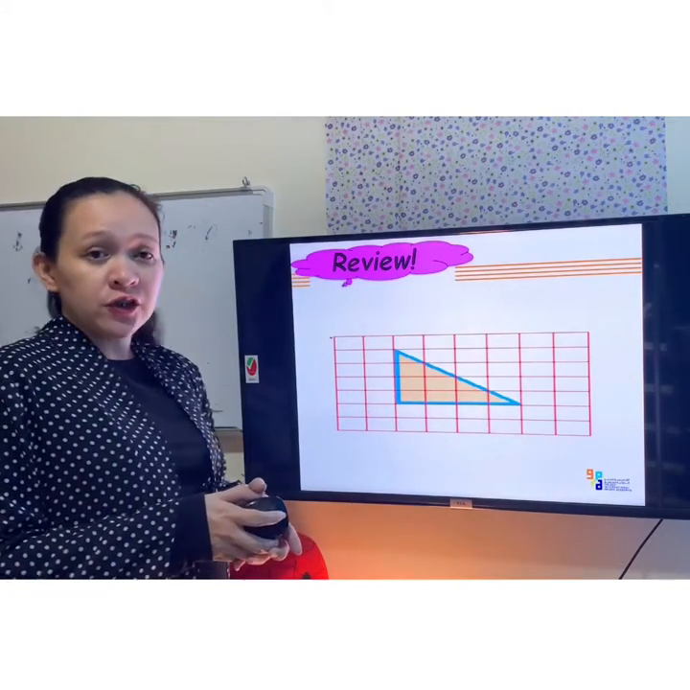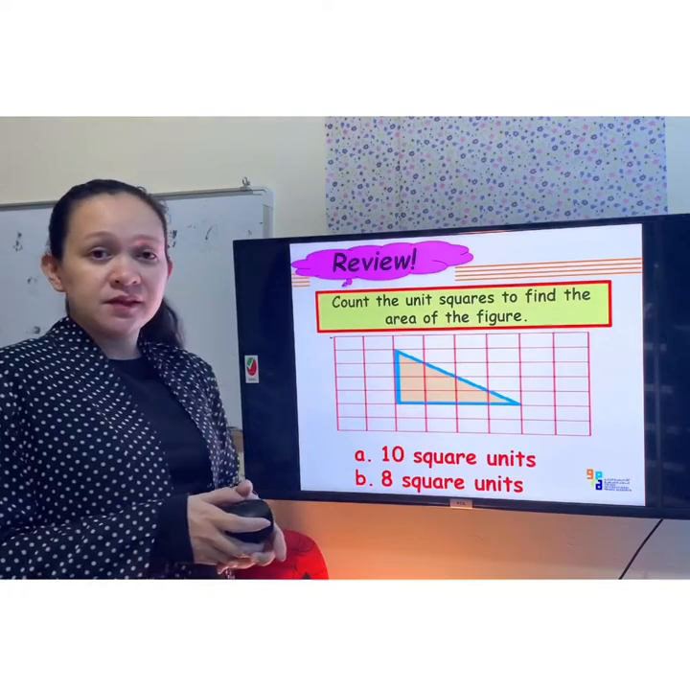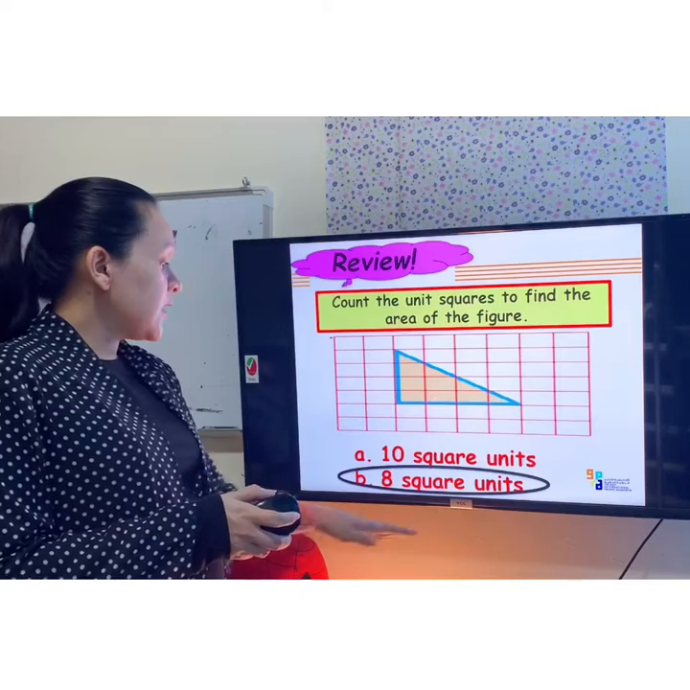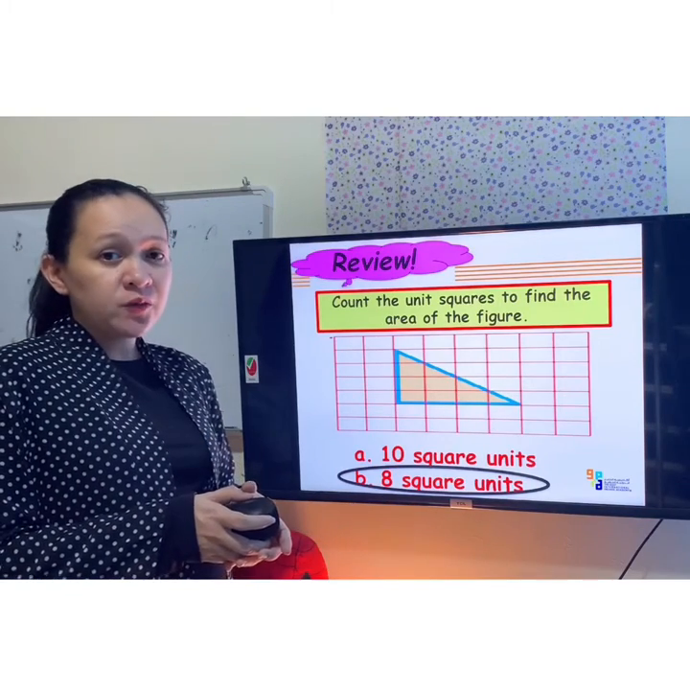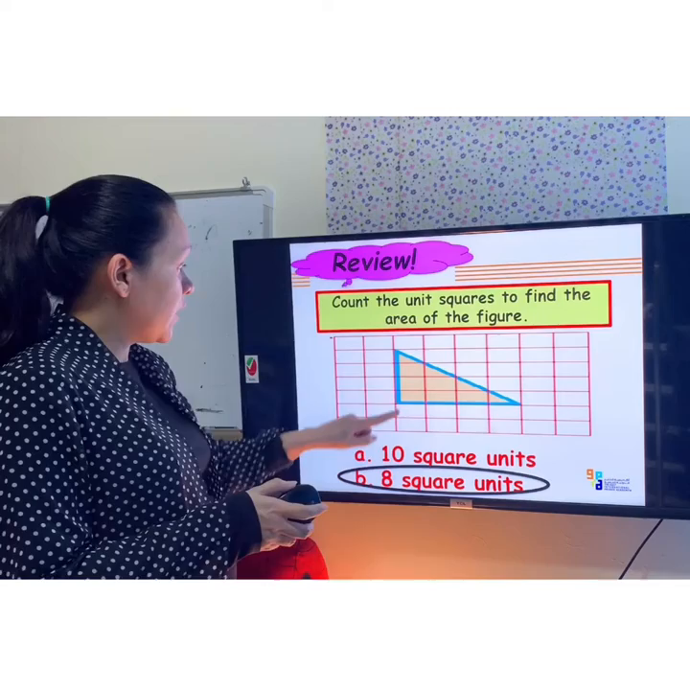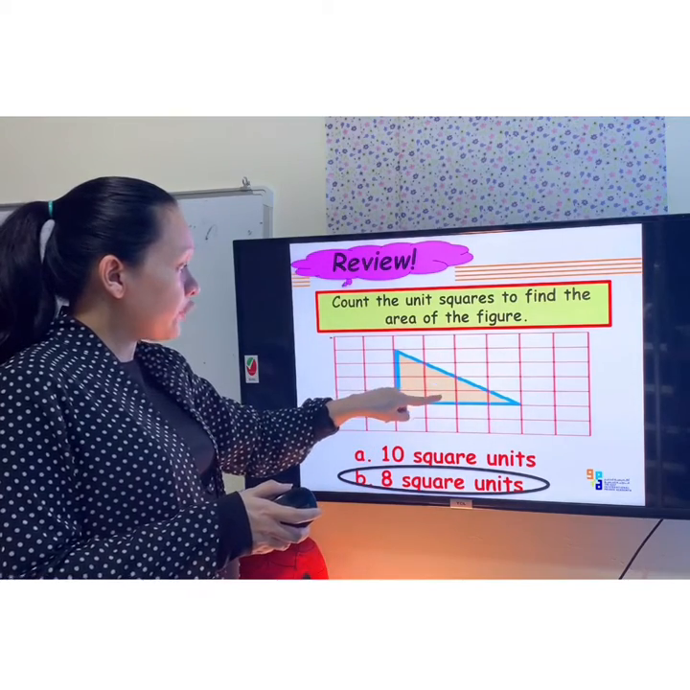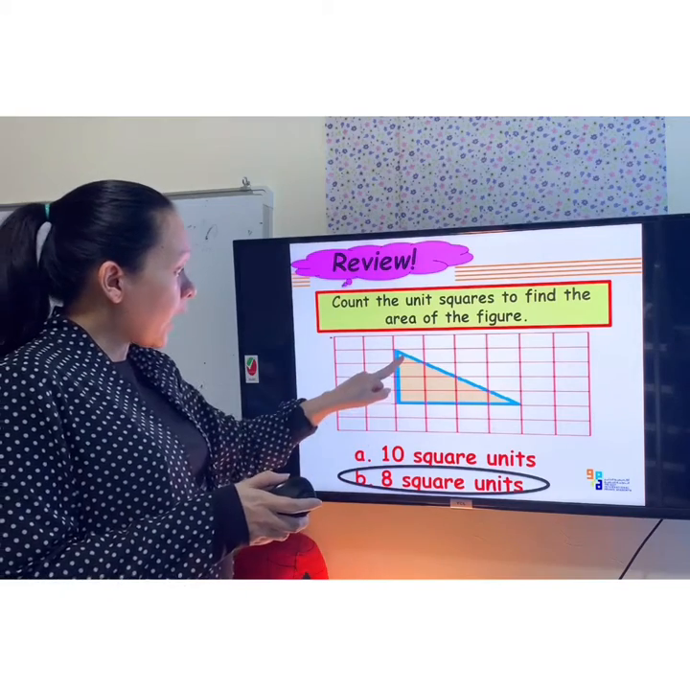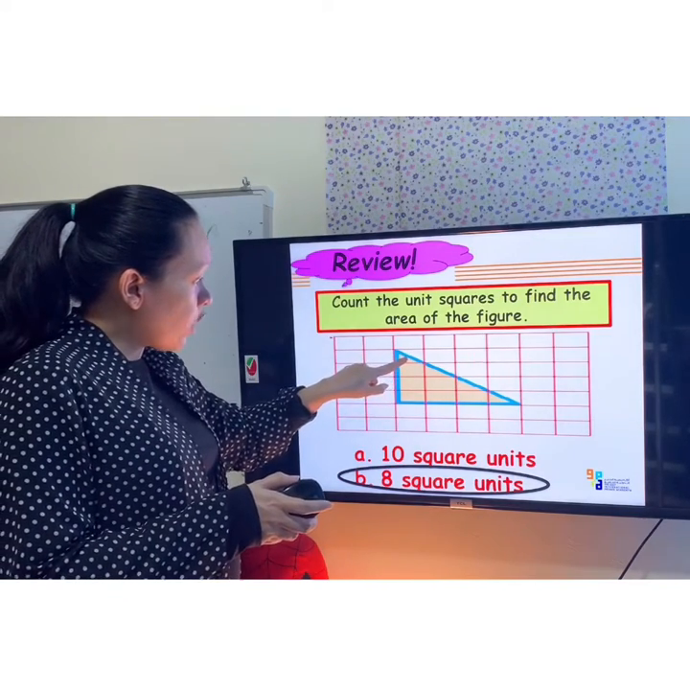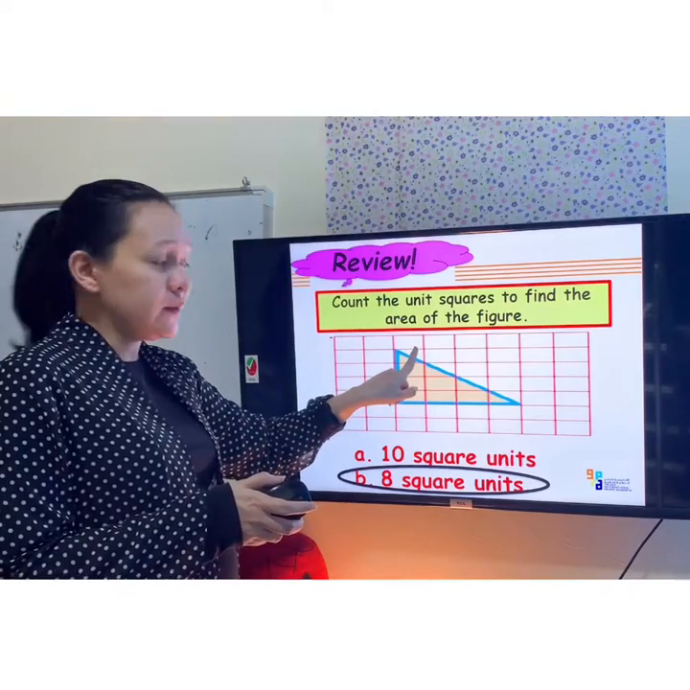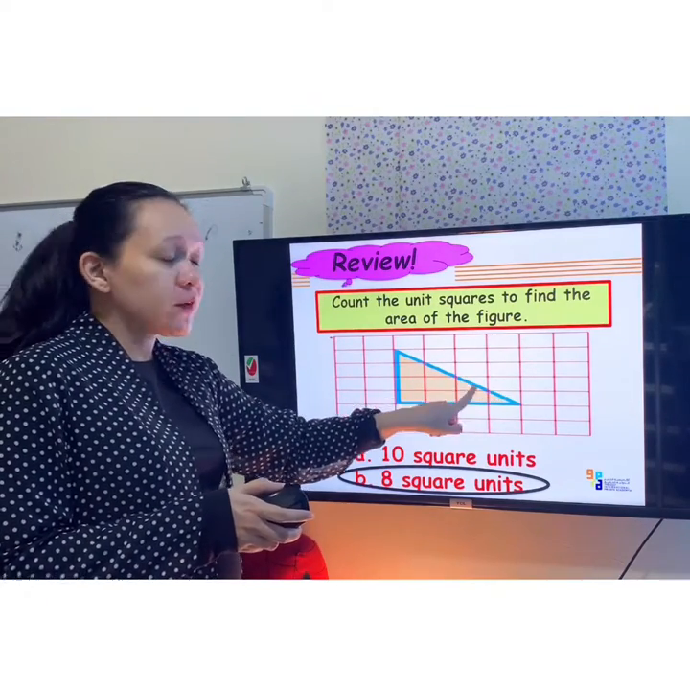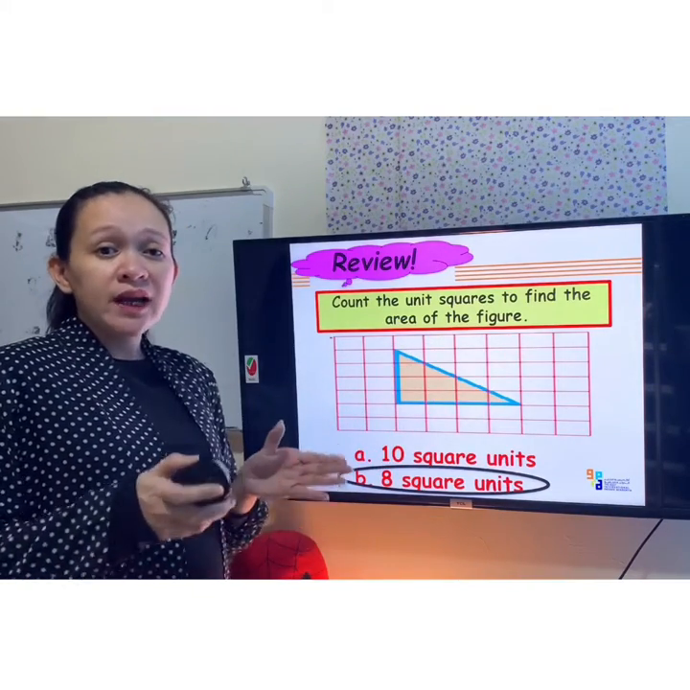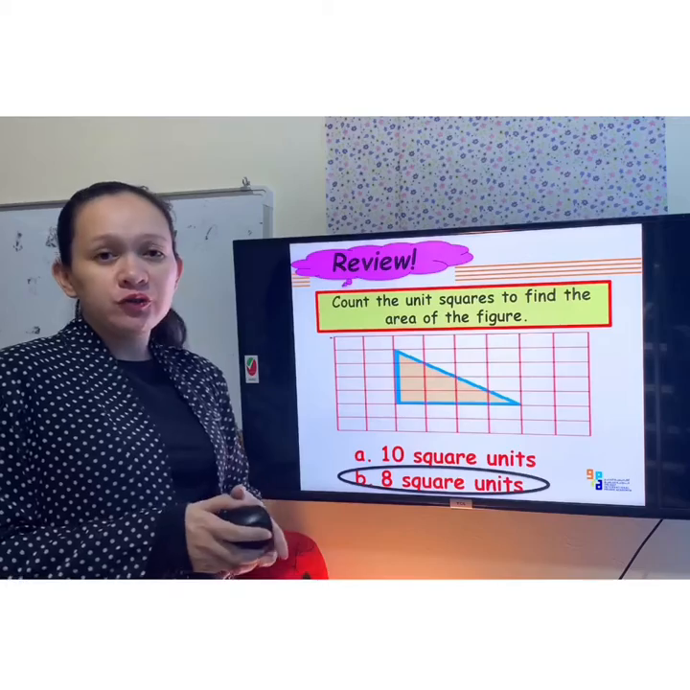How about this figure? So here are the choices. What is the answer here? Yes, the answer here is 8 square units. Again, we are going to count the whole squares. So 1, 2, 3, 4, 5, 6. We have now 6 whole squares. How about the half? Here we have 1 and 2. This is equivalent to 1. And 1 and 2. This is another equivalent to 1. So we have now 6 plus 2. So we have now 8 square units.